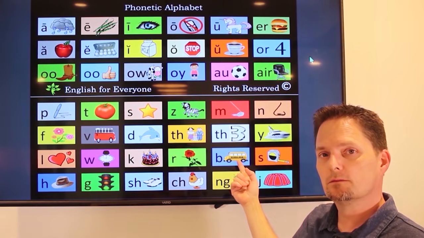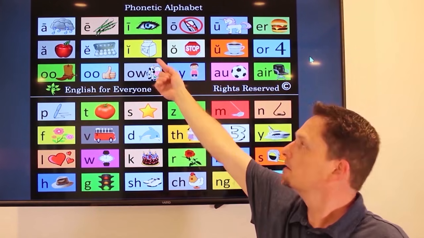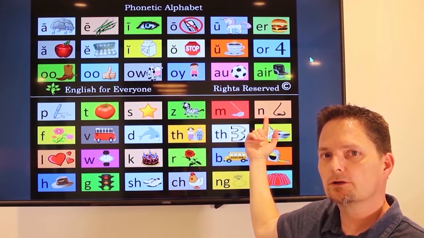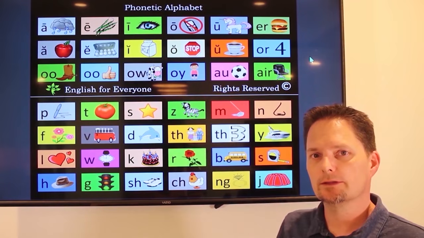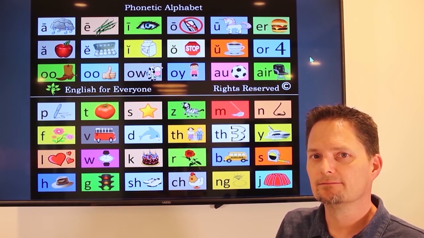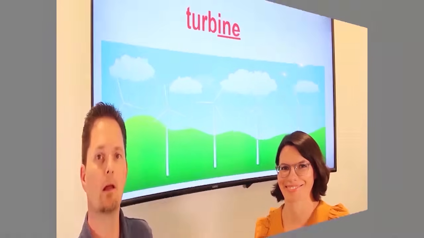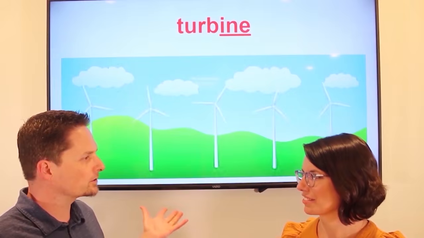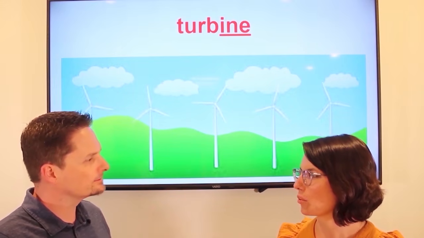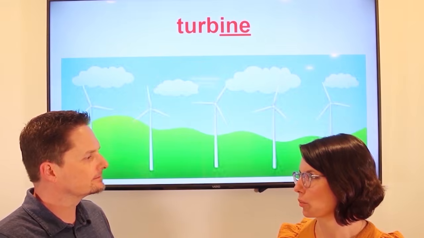Turb, turbid. Turban. Turban. Wind turbines generate electricity. Turban. Let's practice. Are these wind turbines? Yes, these are wind turbines. What do wind turbines do? Wind turbines create electricity from the wind.